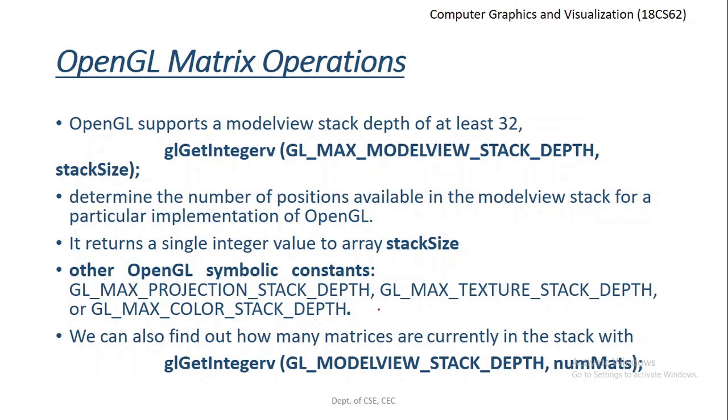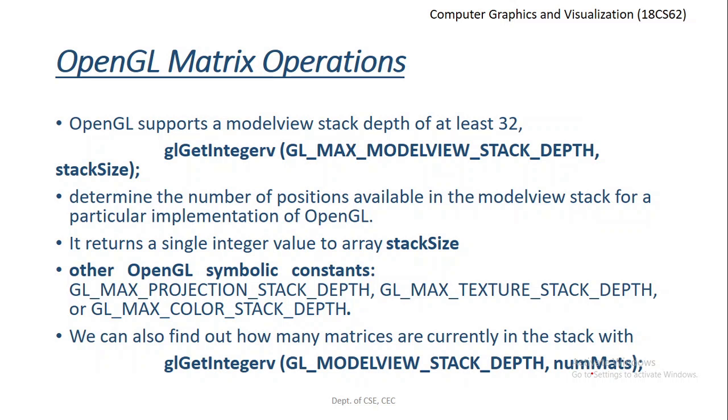For texture matrix, you have GL max texture stack depth, and for the color matrix, you have GL max color stack depth. So we can also find out how many matrices are currently in the stack using the same function, glGetIntegerv, but we need to change the parameters. So what is the parameter we are going to change? GL model view stack depth, comma number of matrices. This will give us how many matrices are currently in the stack.